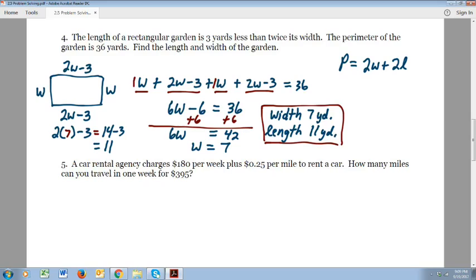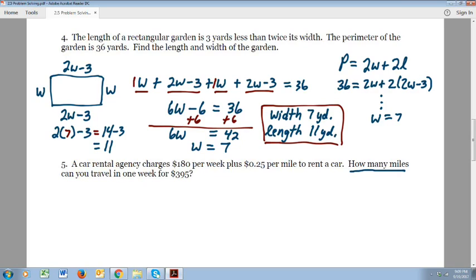I forgot to mention on number 4, we actually have a formula for perimeter. The perimeter is equal to 2 widths plus 2 lengths, which we can see on our rectangle. And so then we know the perimeter is 36. We said the width is w, so that's just going to be 2 times w, and then we called our length 2w minus 3, so it's going to be 2 times 2w minus 3. So instead of doing it the way that I did it on the left, I could use this formula and then just solve this equation, and you would also get 7. All right, so now let's move on to number 5.